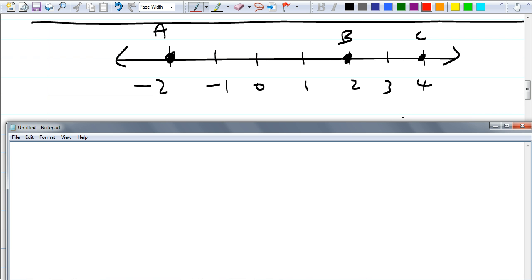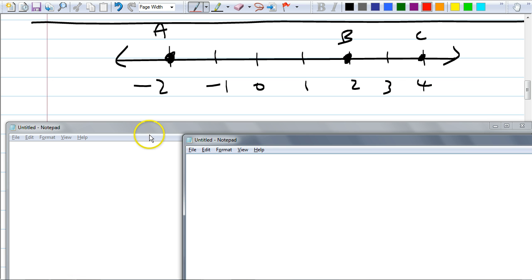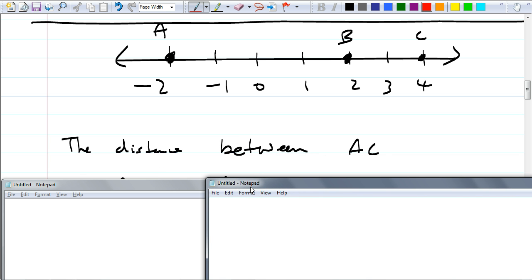So we're going to change gears a little bit. We're done with definitions and so forth. Let's say that I have this number line. Can somebody tell me the distance between AC? Can somebody tell me the distance between those two points A and C? What would that be?